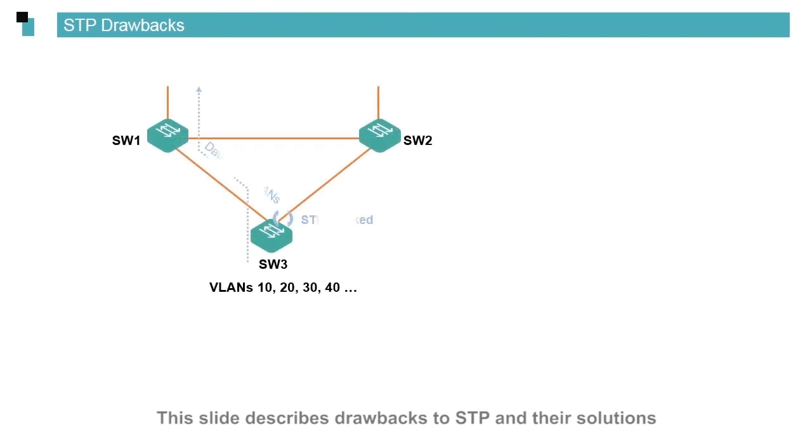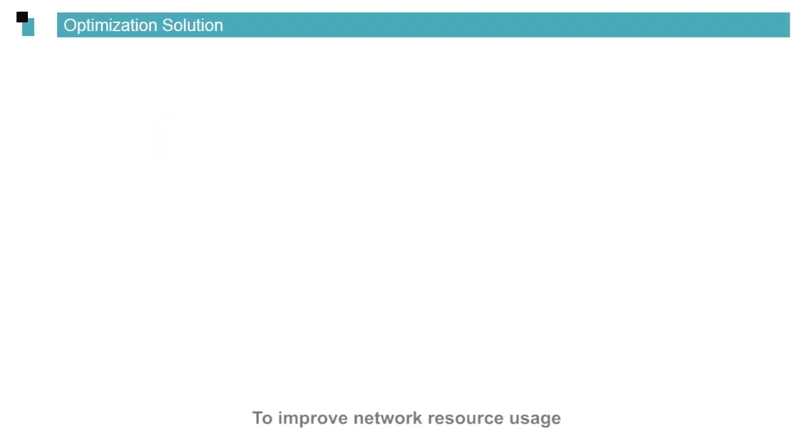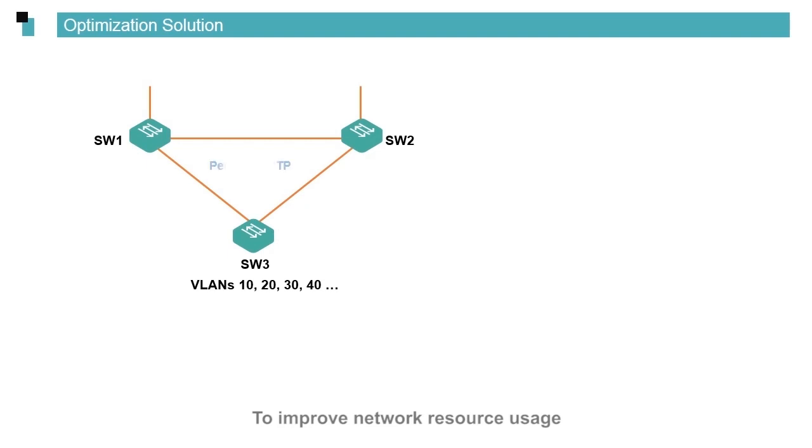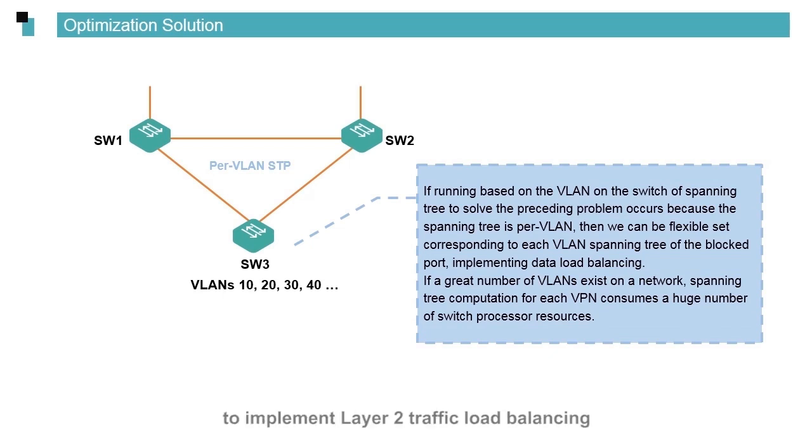This slide describes drawbacks to STP and their solution. In this example, a network contains a great number of VLANs, which share a spanning tree, and one port of SW3 is blocked. The link between SW3 and SW2 becomes unavailable, which reduces network resource usage. To improve network resource usage, each VLAN is mapped to a specific spanning tree, which is called per VLAN STP, to implement Layer 2 traffic load balancing.